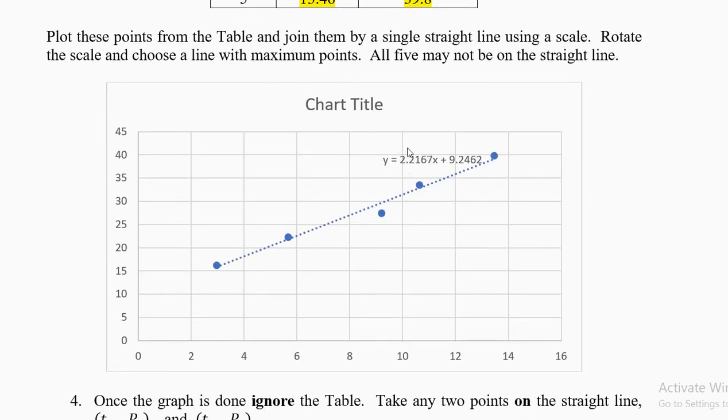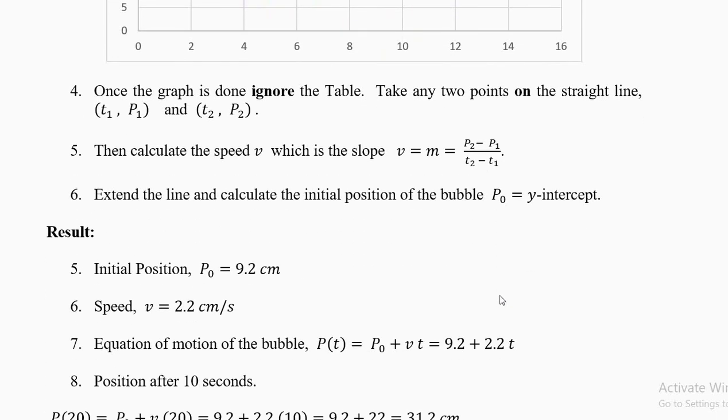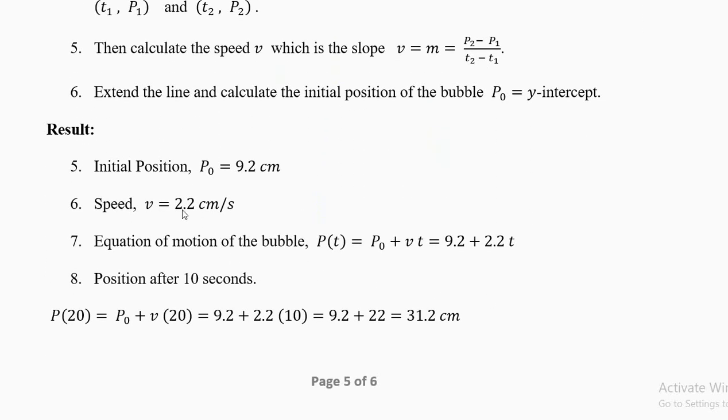And do not write so many numbers because in our lab, in this experiment, 0.1 centimeter is difficult to catch. So there is no point of writing so many numbers here. Now extend the line with a scale, not with the hand. It will cut somewhere here, that is 9.2. The line is going to cut somewhere here, it is 9.2 centimeters. Do not take many numbers after the point. So your speed is there, P0 is there.